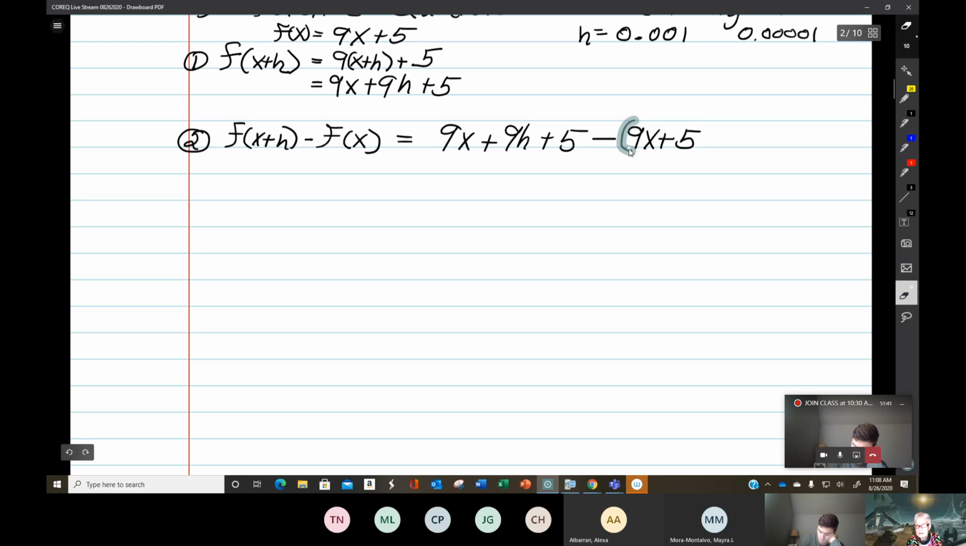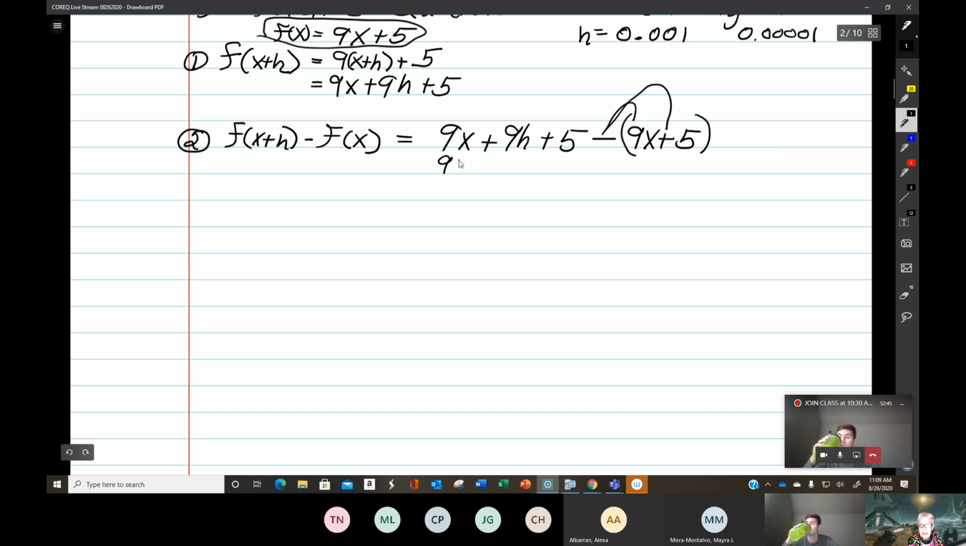If you don't put the parentheses in, then you're going to say 9x plus 9h plus 5 minus 9x plus 5 is, all right, 9x minus 9x is 0, so you're going to have 9h plus 5 is plus 10. And you're going to get the wrong answer because that's not the answer. What you needed to do was put parentheses around here because you are subtracting the whole f of x, which is 9x plus 5. That means you're going to distribute the minus sign. If you don't have the parentheses there, you're going to forget to distribute the minus sign to both terms.